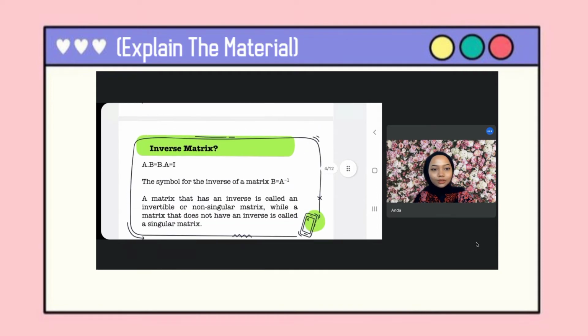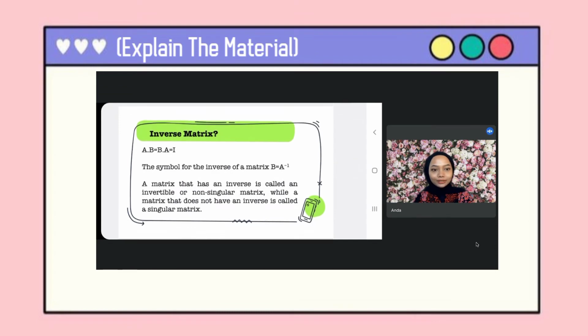Okay, so the point today is inverse matrix. What is an inverse matrix? The inverse of a matrix is one of two matrices where, when the matrices are multiplied, it produces an identity matrix. A times B equals B times A equals the identity matrix. And then the symbol for the inverse of a matrix: if B equals A inverse, the symbol for the inverse of a matrix is the power of -1 above the letter. See in this example, P equals A inverse.